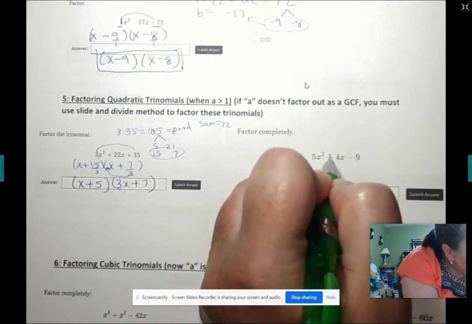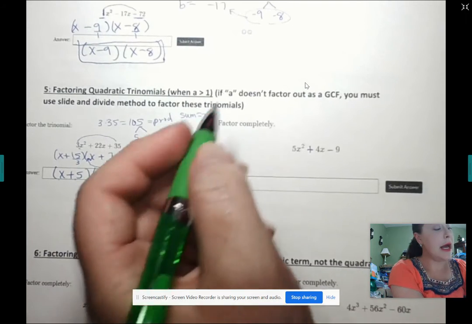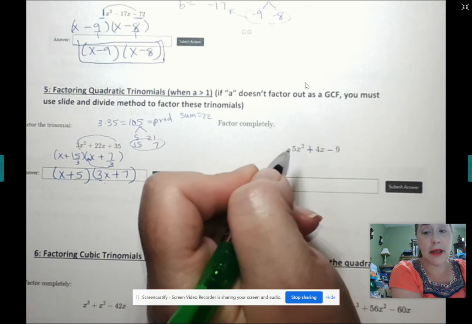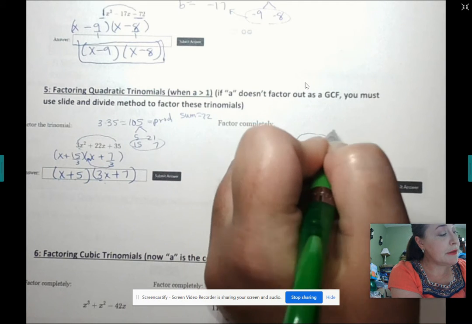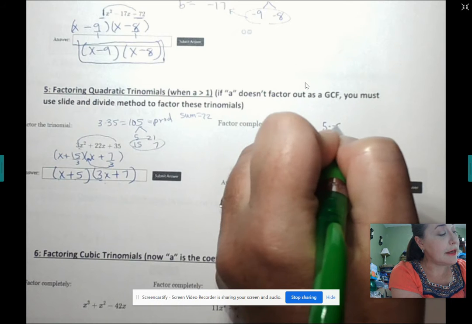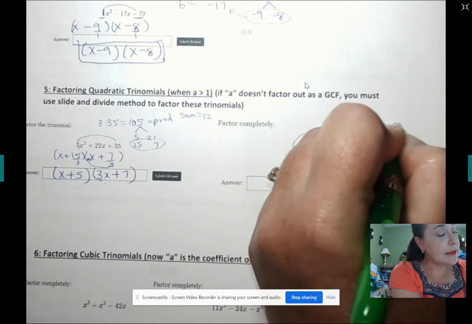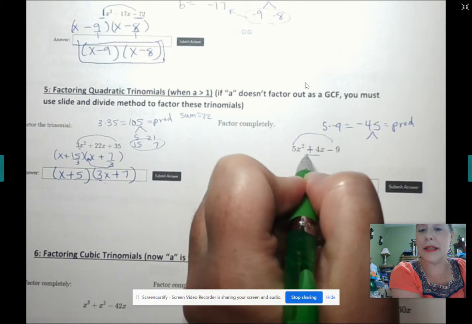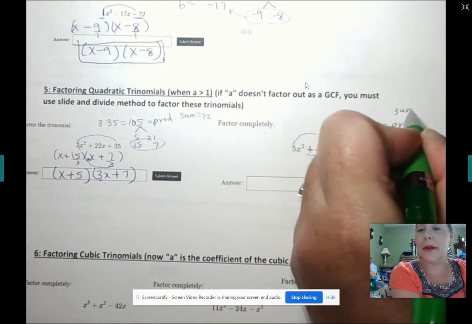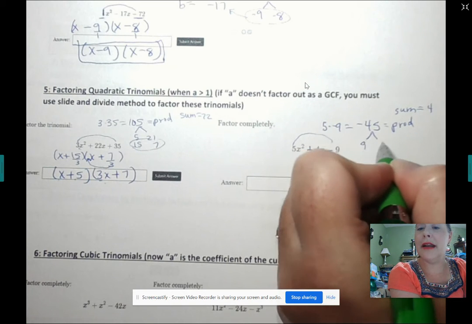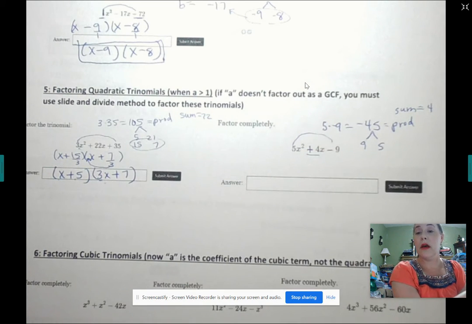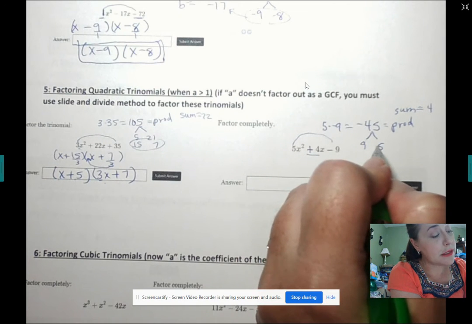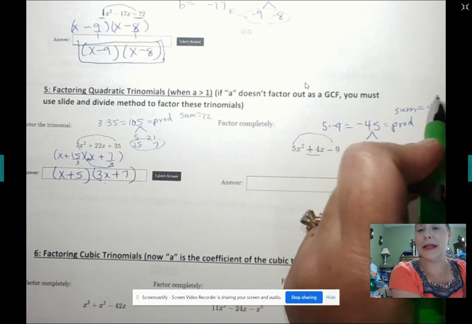Let's look at the next one. The next one, this is a plus and this is a minus. So I'm going to look for a GCF. 5, 4, and 9, nothing. So I'm going to do negative 9 times 5, sorry. That's our product. And I'm going to look for factors of negative 45 that add up to a positive 4. Okay, the sum is a positive 4. So I think of 9 and 5. Those are 4 apart from each other. I need to put a negative with one of them to get a negative 45 product, so I'll put it with the smaller number since I want a positive sum.